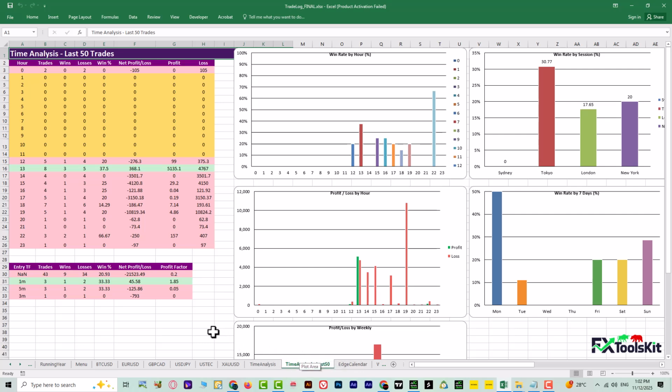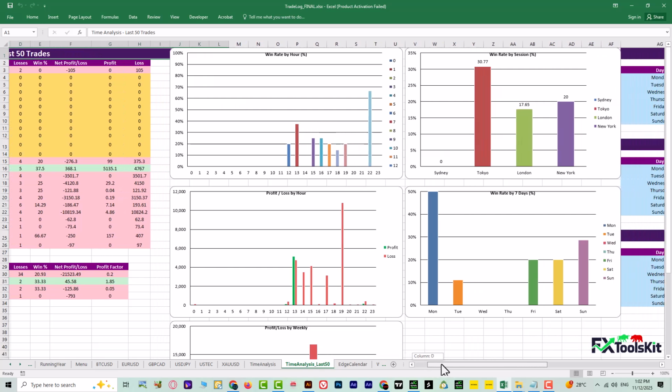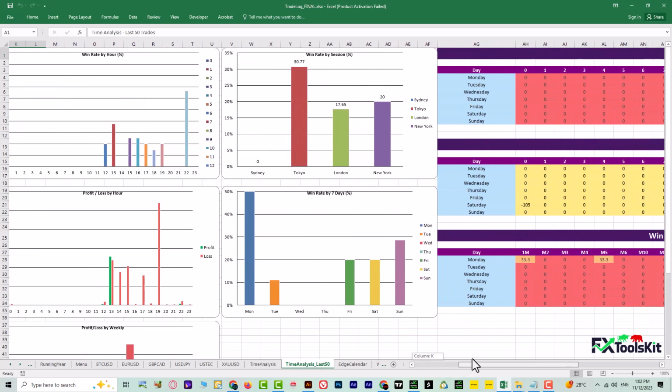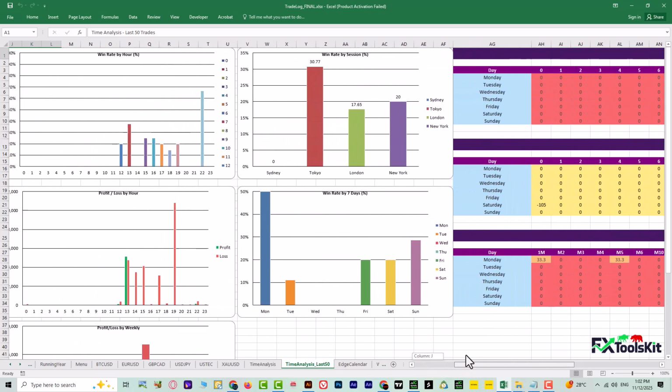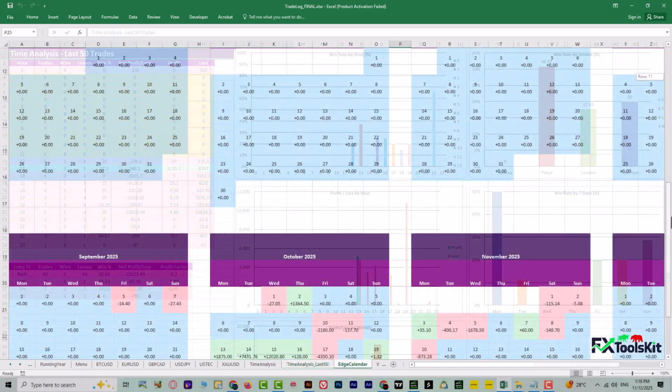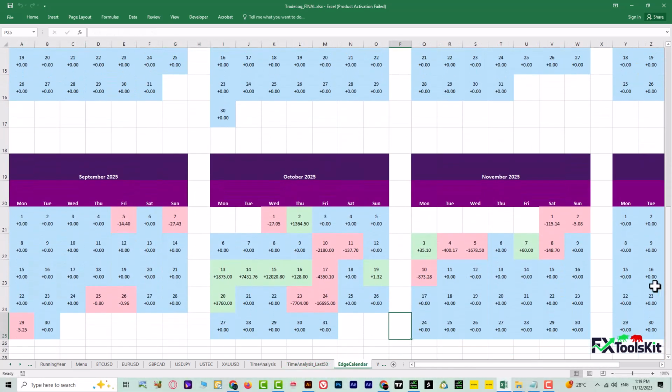Let's move to the time analysis, last 50 sheet. It's exactly the same as the time analysis sheet we already discussed, but in this sheet, it will show your last 50 trades time analysis. Let's move to the Edge calendar sheet. In this sheet, you can see which month and which day how much you profit or loss, but it will show the latest running year trade profit and loss, so you can check which month or which day you profit or loss at a glance.